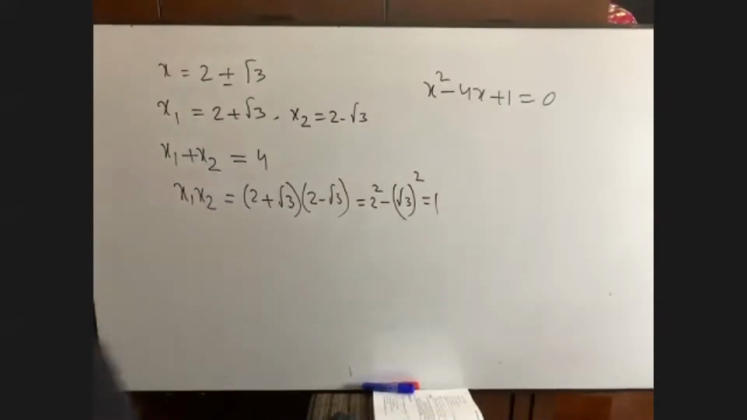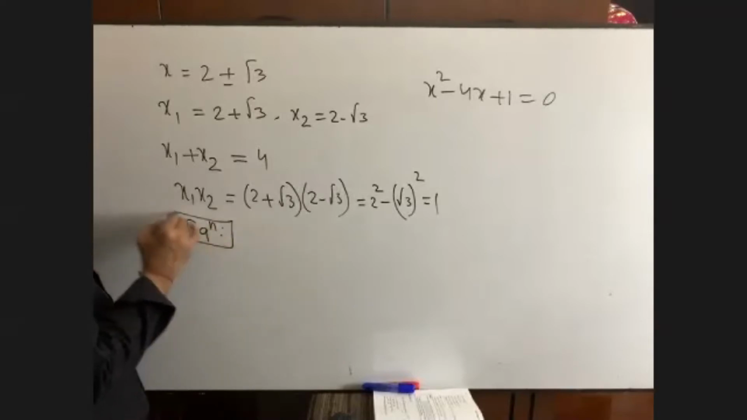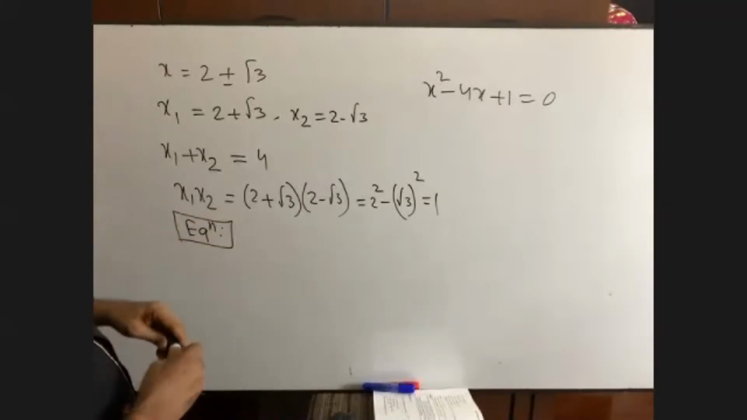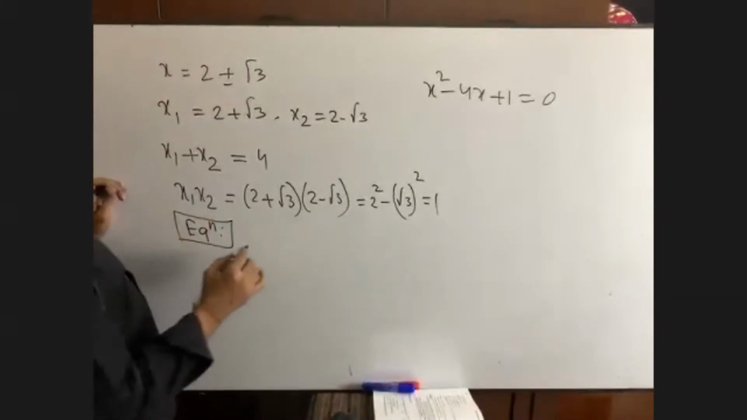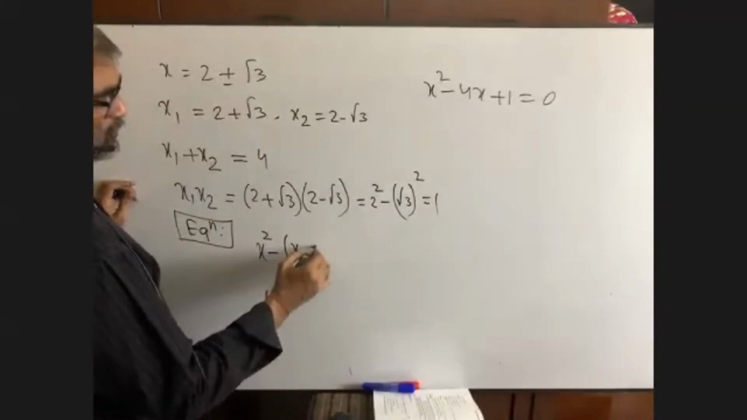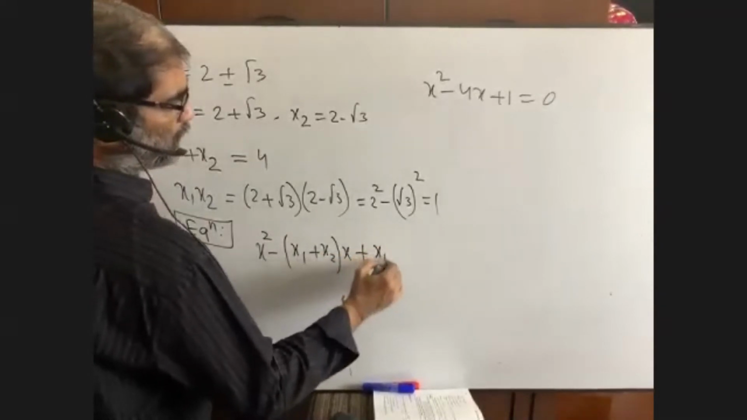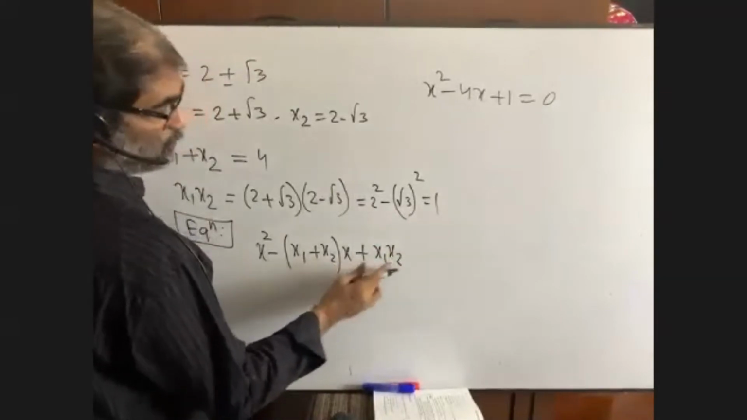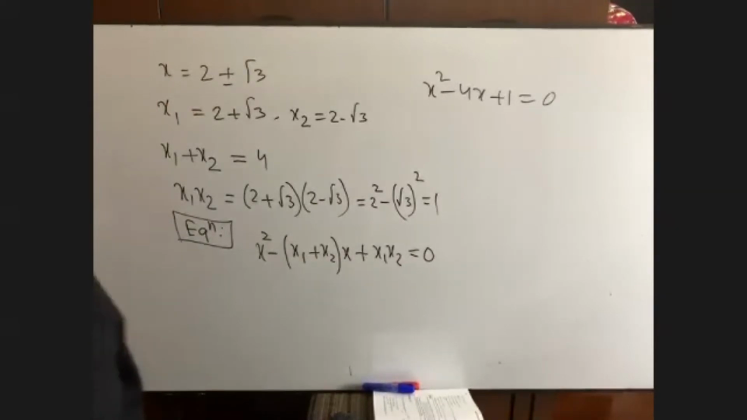Do you know what is the formation of an equation? Who can let me know? None of you knows. Very good. So write down: formation of an equation is the most important part for your life. Life means mathematics. Anyway, write down x square minus sum of the roots into x plus product of the roots. This is the formation of an equation.